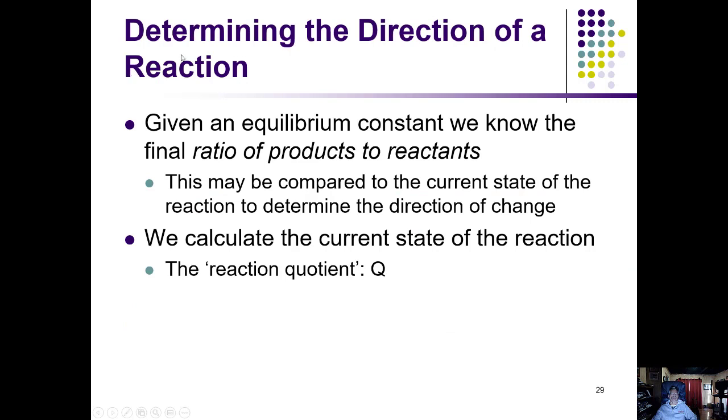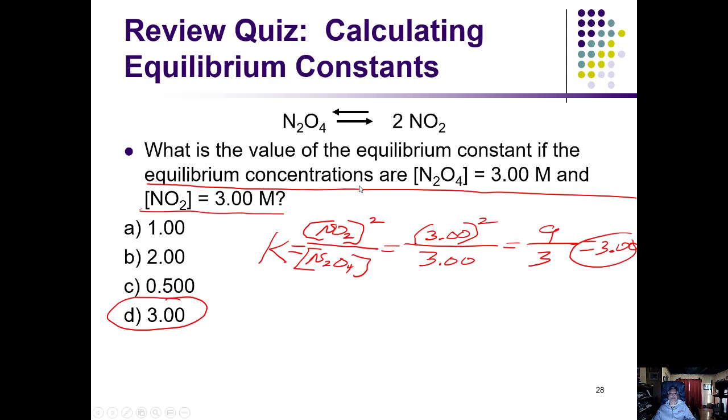So let's take that a little bit further and determine the direction of a reaction. That is, if the reaction is at equilibrium going backwards, what does that mean? That means that the rate of the reaction in the forward direction is equal to the rate of the reaction in the reverse direction, so that the concentrations on both sides of the reaction are constant.